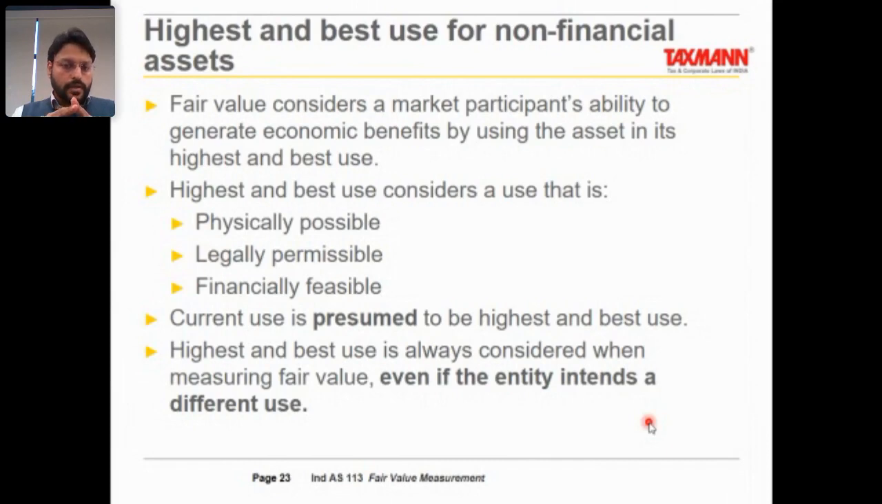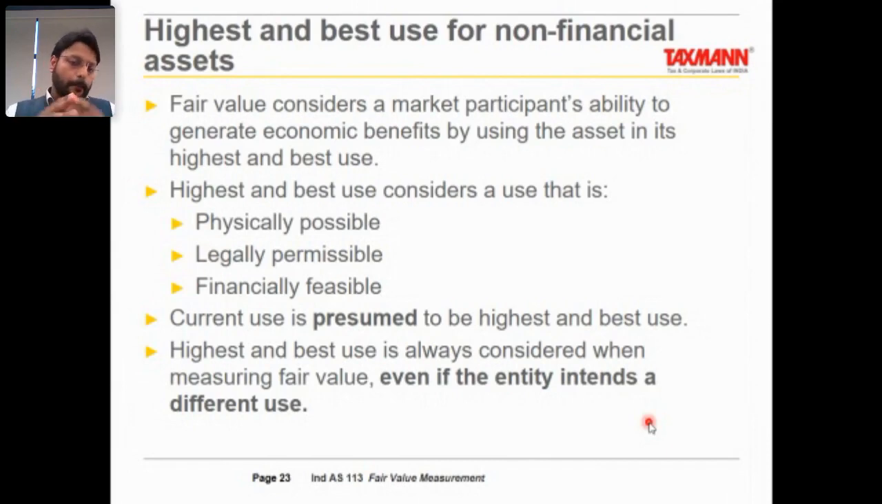Now, whatever uses are complying with all these 3 conditions, those are the possible uses of this land. Now I need to see which use will give the maximum value out of it. So that would be considered as the fair value of this land. Now, this is a long exercise. Do I need to do the exhaustive search for all the possible uses? No. Standard clearly says you don't need to do that. Then what exactly I need to do?